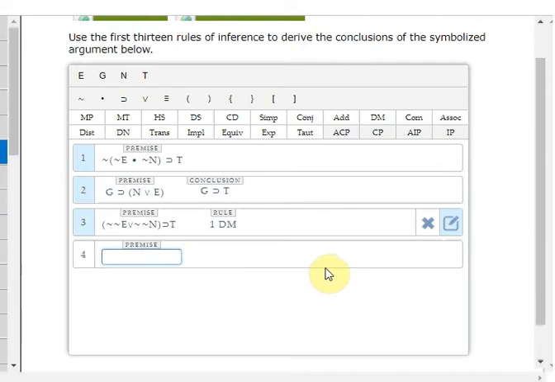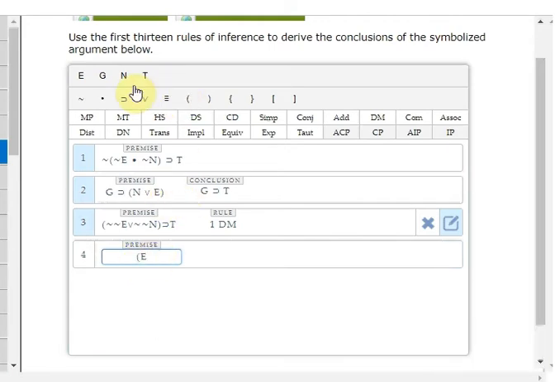Okay, so what can we get for the next premise? Okay, well, notice that we have double negations here, right? We have not E and not N. Well, we could apply double negation to that part, so we could still work in parts here. And if we apply the double negation, we could basically get rid of all those tildes, right? So that means that we could have E. Oh, and we still need the parentheses, because this is still an antecedent.